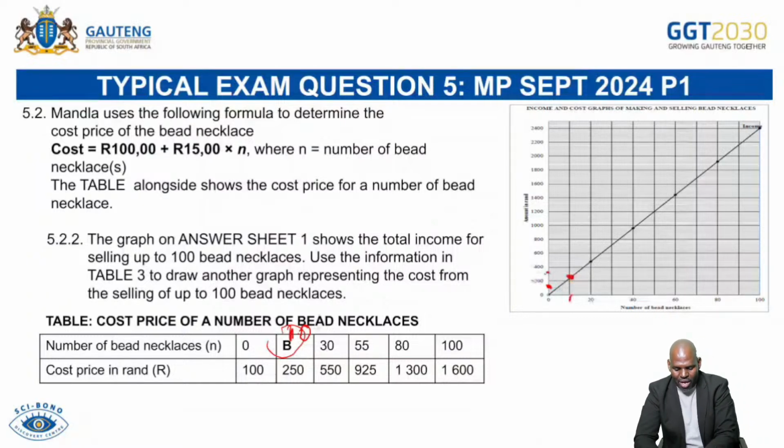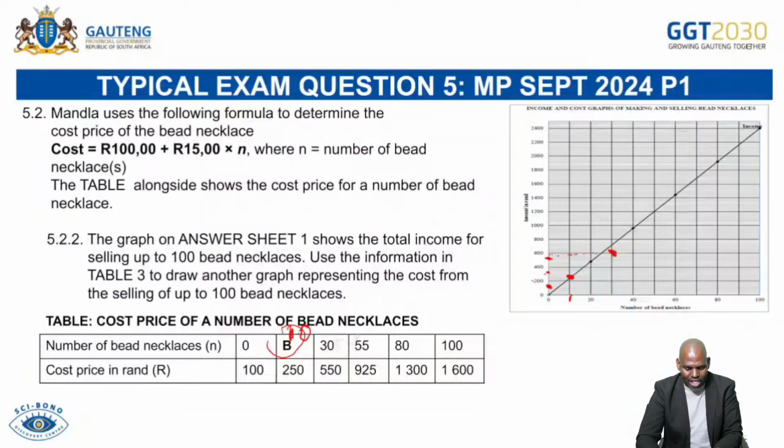The next one is 30. Now I can go to 30. 30 is between 20 and 40. So there is 30. But 30 goes with what? With 550. Where is 550 here? I don't have 550, but I can estimate it. Between 400 and 600, I've got 500. Now 550, obviously, it's going to be just above 500, that is where I'm going to find it. So I can plot it here. I'm just estimating it. So this will be my 30 and 550.